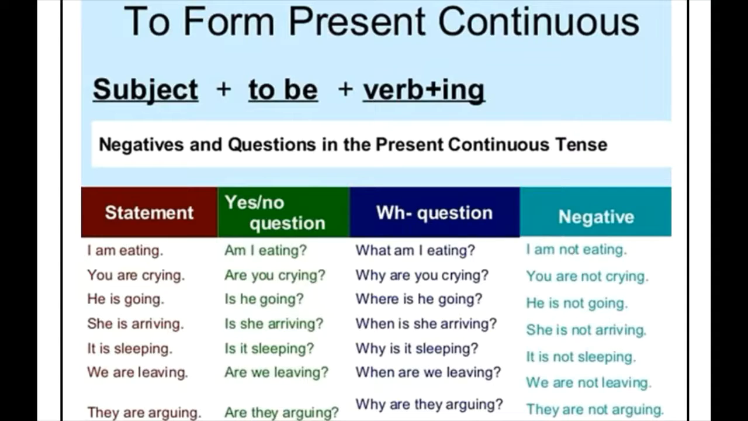For the negative form, we start with the subject, verb to be, plus not, plus the verb plus ing. And here we go. I am not eating. You are not crying. He is not going. She is not arriving. It is not sleeping. We are not leaving. And they are not arguing.